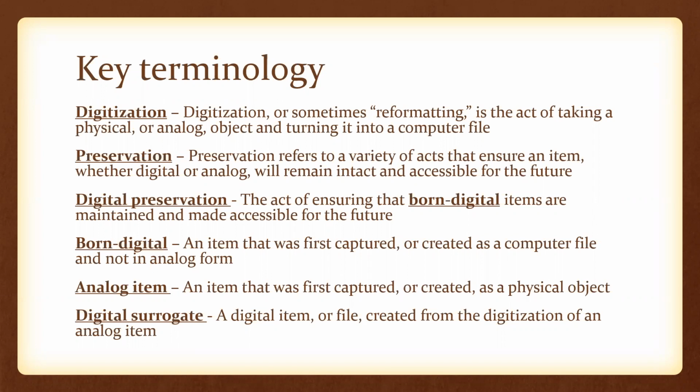For instance, the date field or element for an analog item might refer to the date that the photograph was first taken, which could be 1924 or 1968, whatever the date was that the photograph was taken. Whereas a date field for a digital surrogate might refer to the date it was created, which means when it was digitized, which could be 2021, a future year.